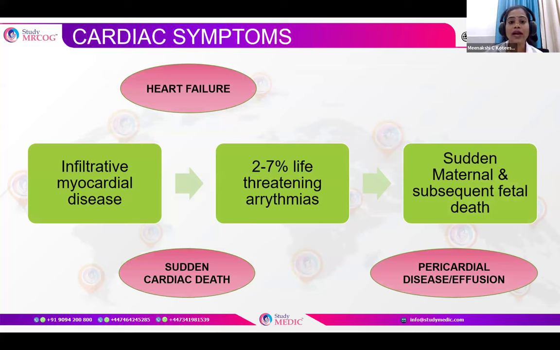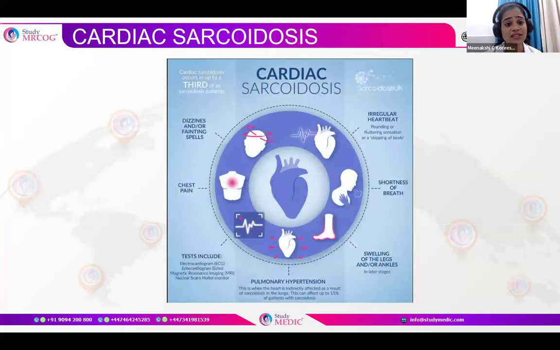What are the cardiac symptoms? Just like interstitial lung disease, sarcoidosis can present with infiltrative myocardial disease. About 2 to 7% present with life-threatening arrhythmias, which can result in sudden maternal death, followed by fetal death. They can have pericardial effusion, and can present with syncope or even heart failure. These are the symptoms of cardiac sarcoidosis: dizziness and fainting spells, irregular heartbeat, shortness of breath, swelling of the ankles, chest pain, or even pulmonary hypertension.